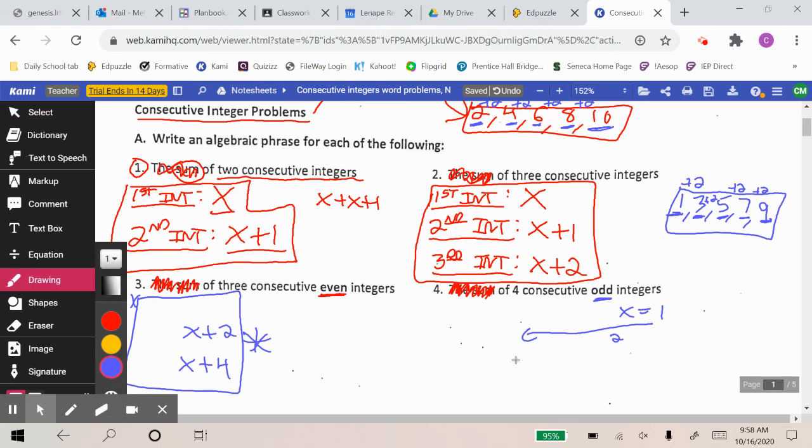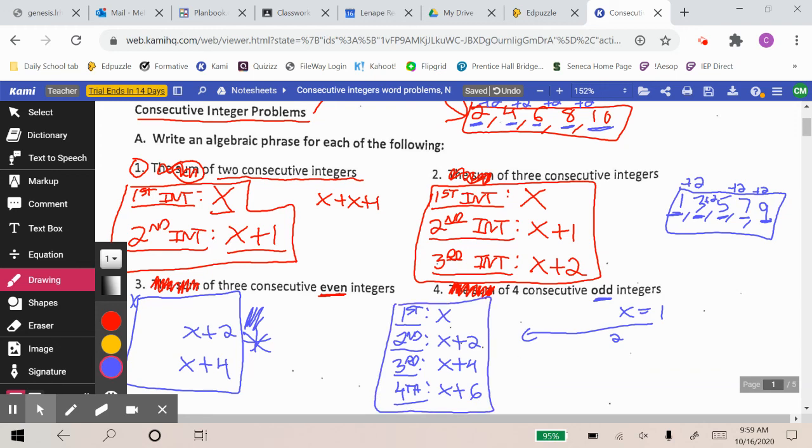So this setup, the first is x. Now the second, even though it says odd, it still has to go up by 2. It's going to be this same setup right here. So it's x plus 2. The third integer, I add another 2 to it. It's x plus 4. And then when you get to the fourth integer, fourth consecutive odd integer, you add 2 to the x plus 4. So that's going to give us x plus 6.